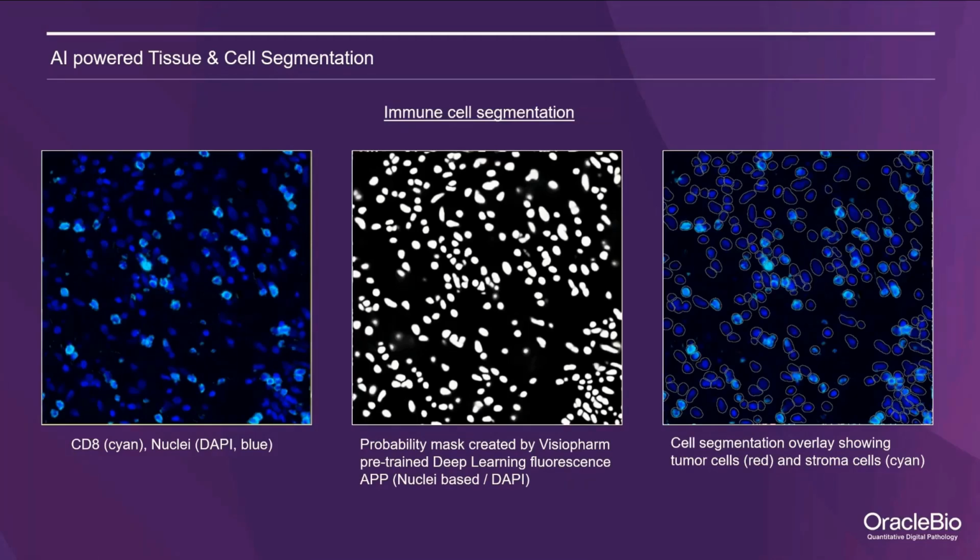So for immune cells, we usually have the pre-trained AI fluorescent nuclear segmentation app in Visiopharm. And on the left here, you can see CD8 cells in cyan and DAPI in blue. The middle image here shows the probability mask created by the AI app. And on the right, the final cell segmentation overlay showing individual cells. Now here we've just used the DAPI channel with the pre-trained app because it's efficient and quick to use.